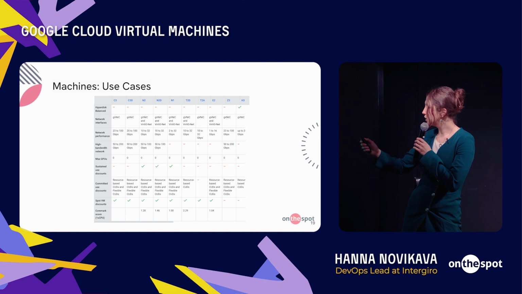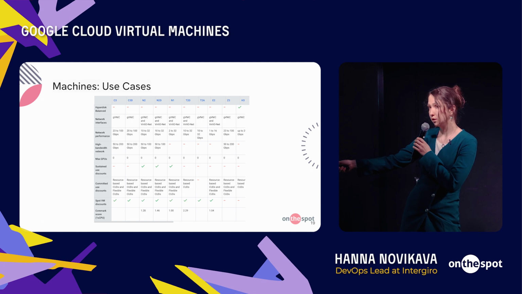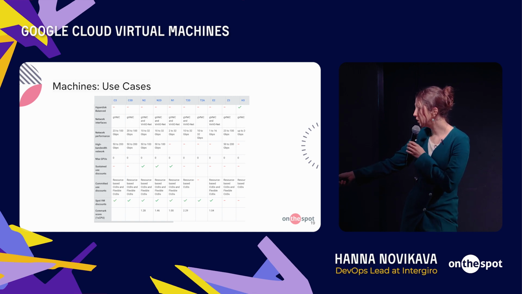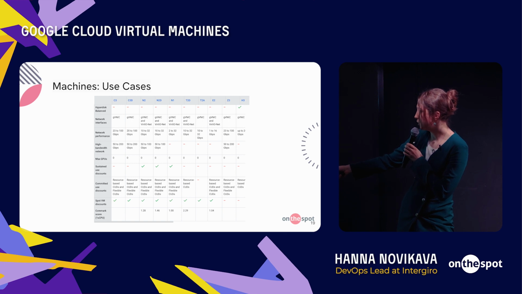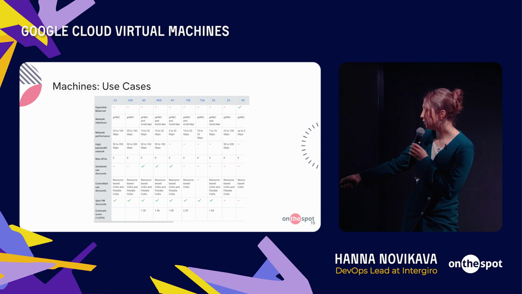What more can I say here? Also, a little bit about network performance, which is very, very important, and some network features. So if you can enable better bandwidth for virtual machines. Also, some other features: sustained use discounts, some cost optimizing tools, and also a little bit about spot virtual machine discounts.